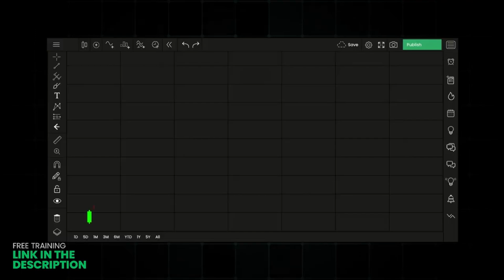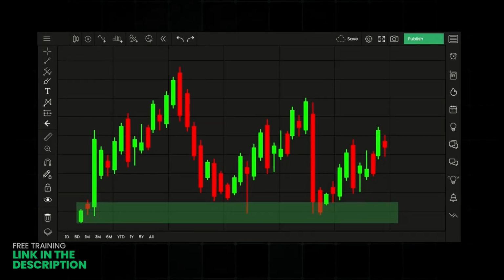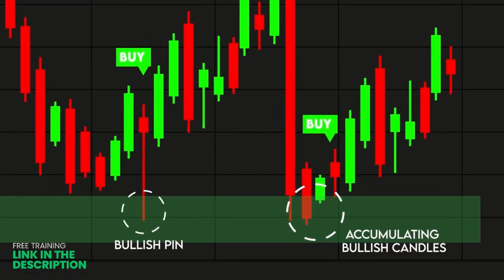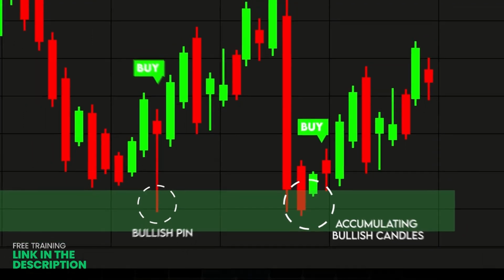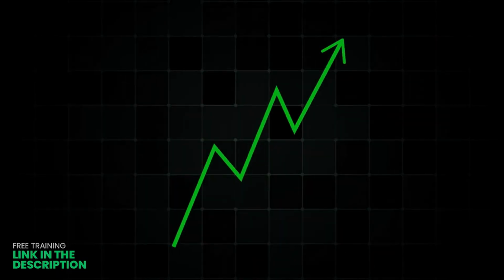Let's consider a practical scenario. You are watching the EUR USD, and it enters a demand zone you've marked based on previous buying surges. As the price touches this zone, instead of rushing to buy, observe the reaction. If you see a bullish pin bar or a series of accumulating bullish candles, this can serve as your confirmation to enter a buy trade.